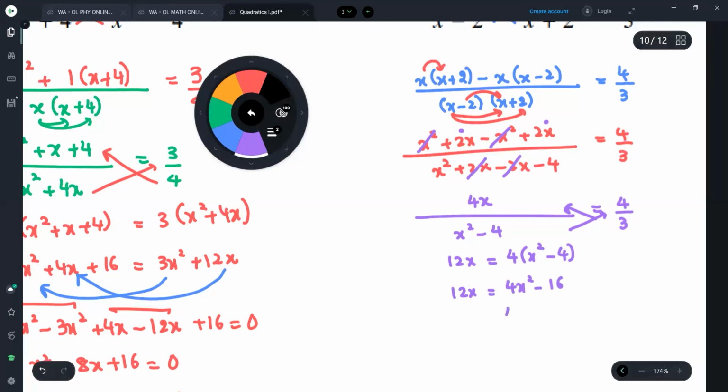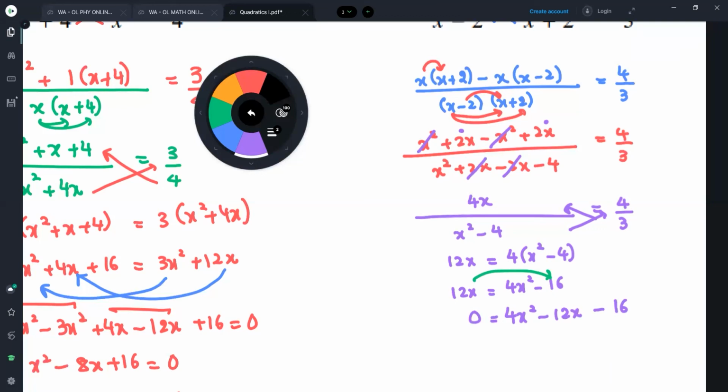So 4x squared stays as it is. I'm going to shift minus 16 plus 12x to that side. So minus 12x, minus 16, and all of this is equal to 0. Yes or no? Yes.